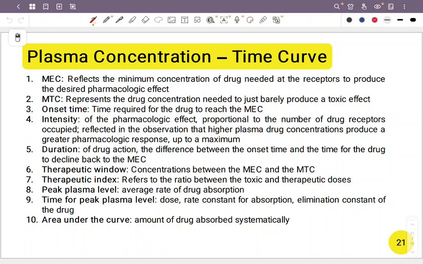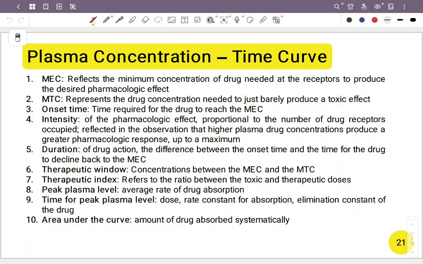Then next is our intensity, which is proportional to the number of drug receptors occupied, and it is reflected in the observation that higher plasma drug concentrations produce a greater pharmacologic response up to a maximum. Then next is the duration of action, which is the difference between the onset time and the time of drug to decline back to the MEC. Next is our therapeutic window, which is the concentrations between the MEC and the MTC.